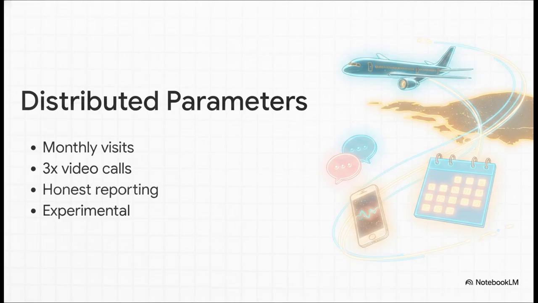But abstract math isn't going to keep a couple together on its own, right? You need rigorous parameters. To survive this distributed topology, they established some strict rules. We're talking monthly visits alternating between coasts, a hard minimum of 3 video calls a week, honest reporting on any structural emotional changes, and full acceptance that this is an experimental configuration. They are grounding their highly abstract connection in pure survival mechanics just to ensure the structure holds.